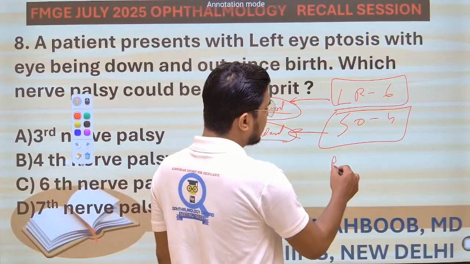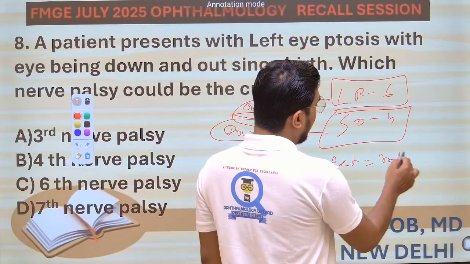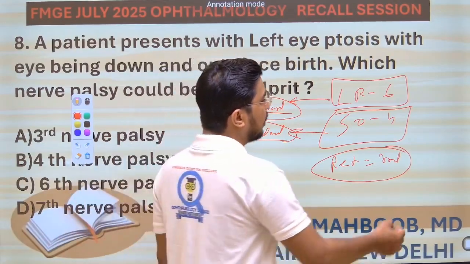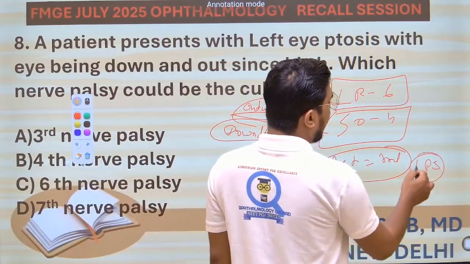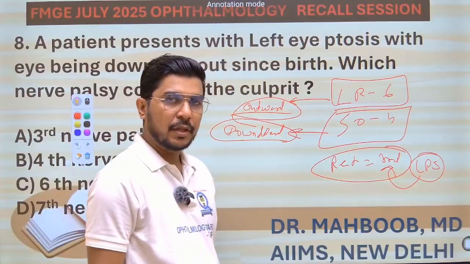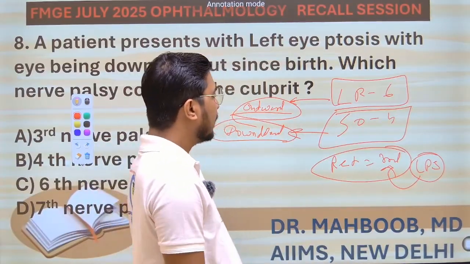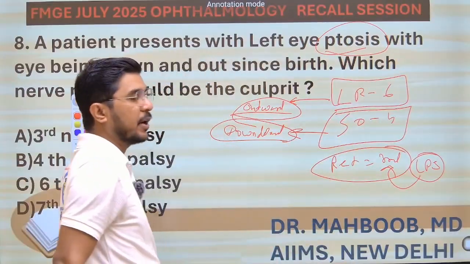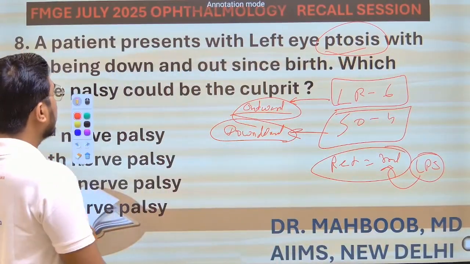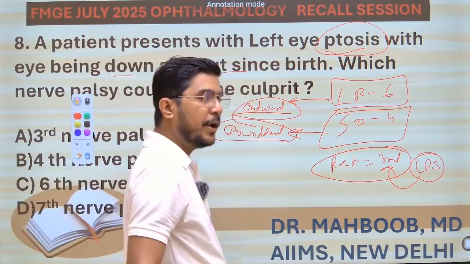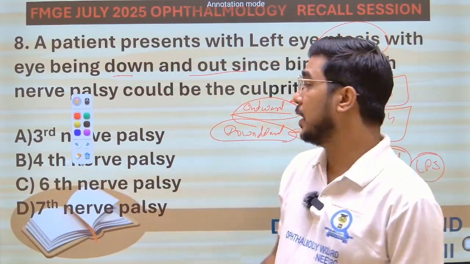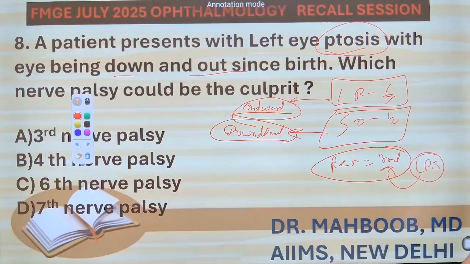The rest of the muscles are supplied by the third cranial nerve, along with the levator palpebrae superioris. LPS is also supplied by the third cranial nerve. So the ptosis is happening because of third cranial nerve palsy, and because there is a down and outward movement of the eyeball, the rest of the extraocular muscles are not working. Only the sixth and fourth are working. That is why there is an outward and downward movement.